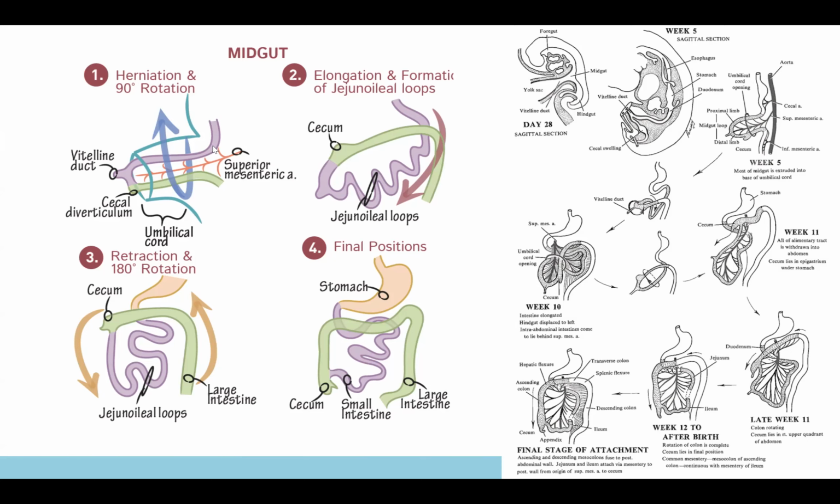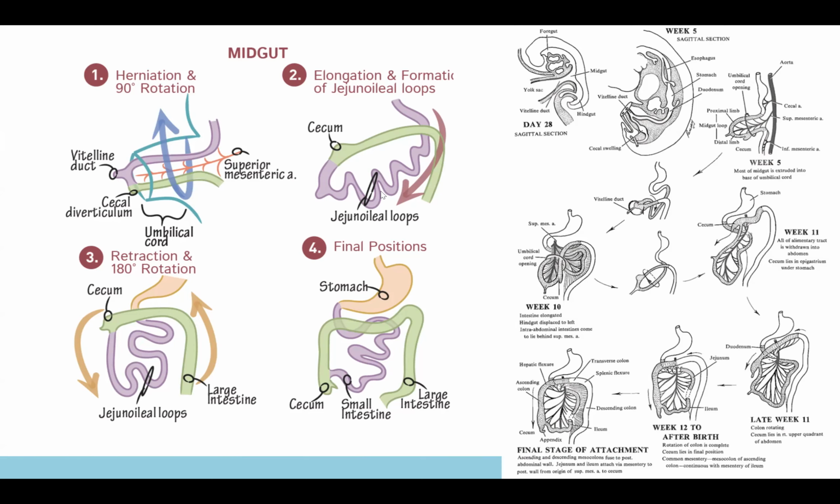It has to go somewhere, so it forms a U-shaped loop. This U-shaped loop herniates outside into the yolk sac, through the umbilicus, and forms a cranial part, which is this purple part, and a caudal part, which is this green part. Whilst it's outside the gut tube, herniating through the umbilicus and into the yolk sac, it starts to loop around.